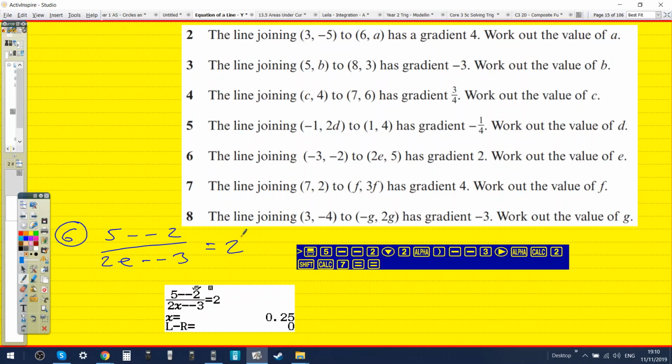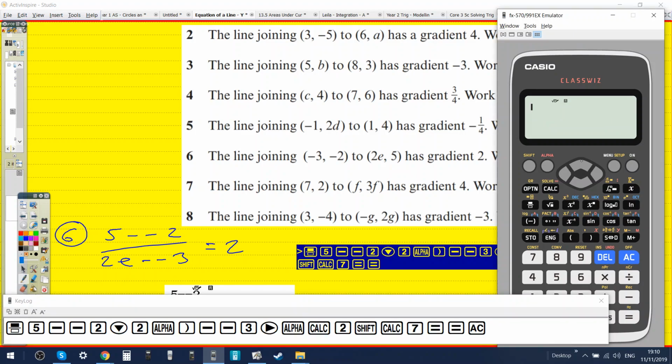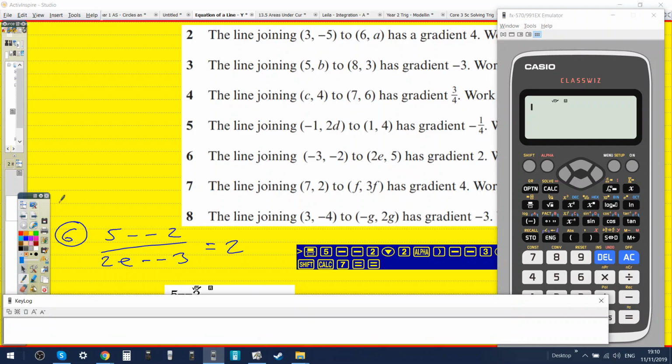Press equals again. I just deleted it. Sorry. Does pressing up achieve it or anything? I don't think so. No, it doesn't. That's fine.